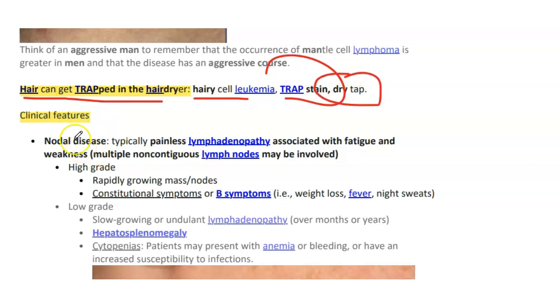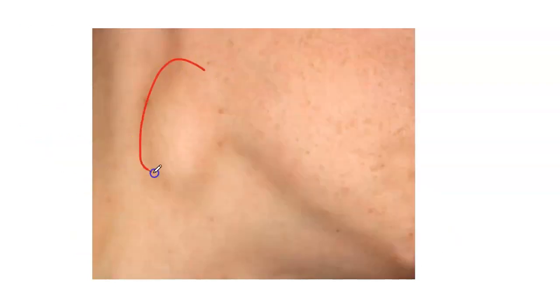Clinical features: we have nodal disease, typically painless lymphadenopathy associated with fatigue and weakness. Multiple noncontiguous lymph nodes may be involved. High grade and low grade. In high grade, there will be rapidly growing mass nodes and constitutional symptoms or B symptoms like weight loss, fever, night sweats. Low grade is slow growing or indolent lymphadenopathy over months or years, with hepatosplenomegaly and cytopenias. Patient may present with anemia, bleeding or increased susceptibility to infection. This is the picture showing cervical lymphadenopathy.